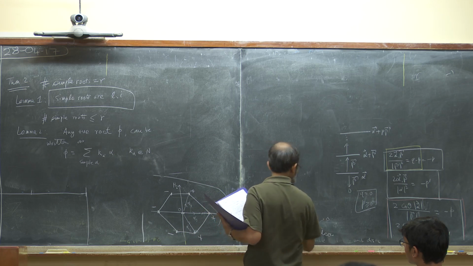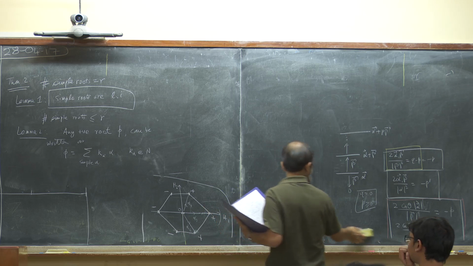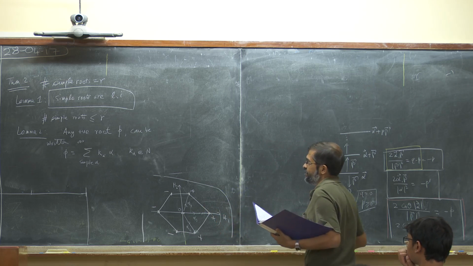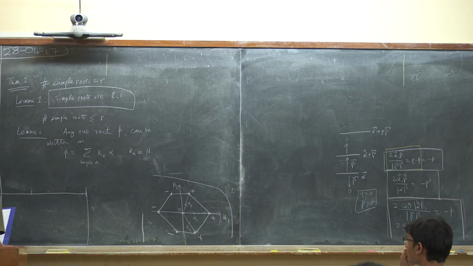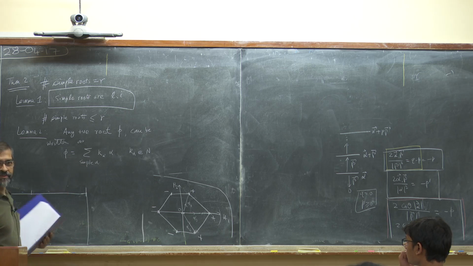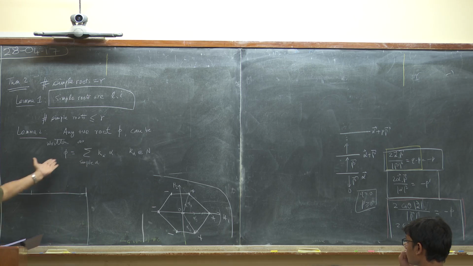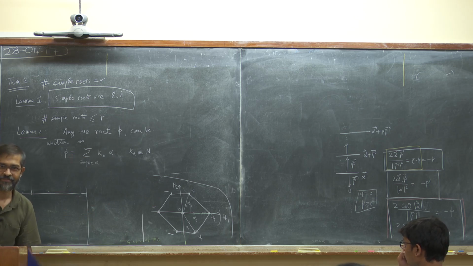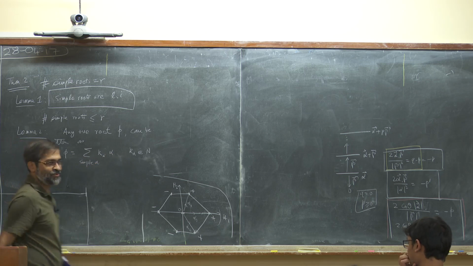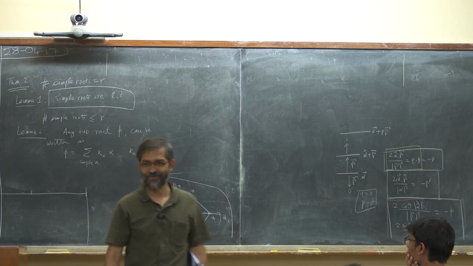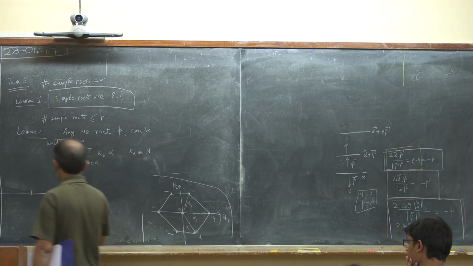This proof is so cool that it sounds like you are cheated. Okay, so first of all, if phi is a simple root, then this is certainly true, that it's a positive linear combination of simple roots, because phi itself is a simple root. So, if phi is simple, then there is nothing to prove.